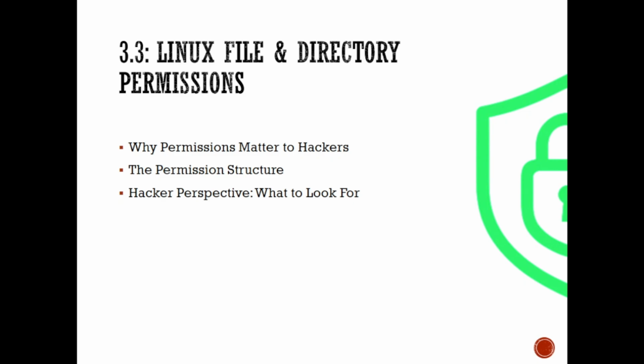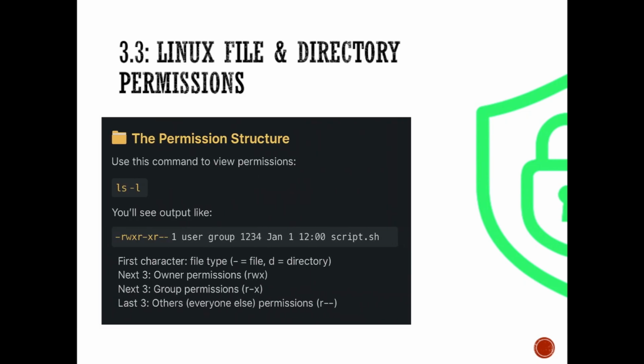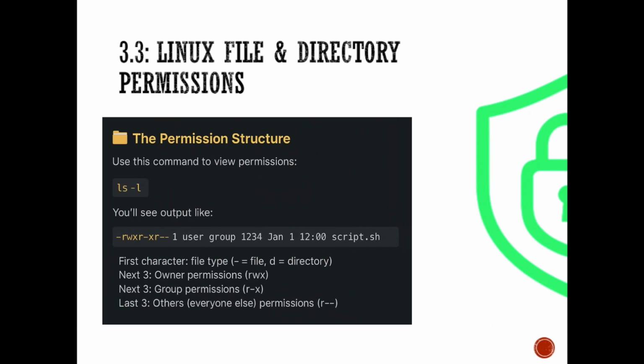Let's break it down. The permission structure. Use this command to view permissions: ls -l. You'll see output like -rwxr-xr-- 1 user group 1234 Jan 1 12:00 script.sh. Let's decode rwxr-xr--. The first character: - equals file, d equals directory. Next three: owner permissions. Next three: group permissions, r-x. Last three: others, everyone else's permissions. So in this case, the owner can read, write, and execute, the group can read and execute, and others can only read.